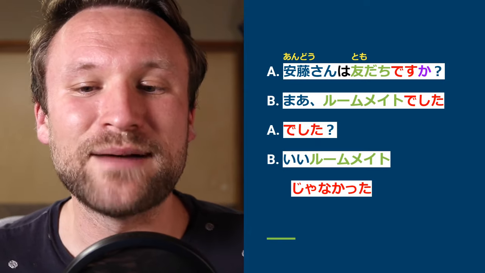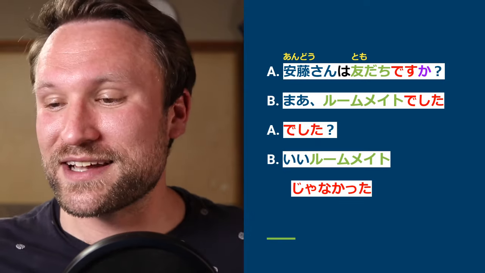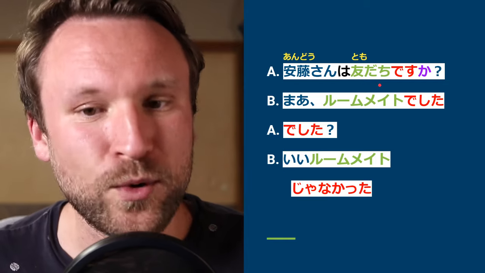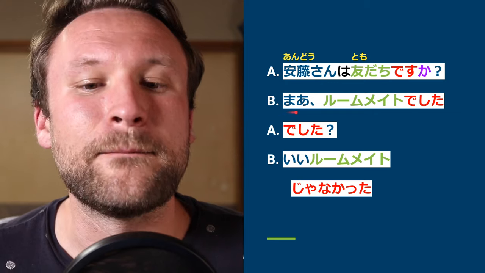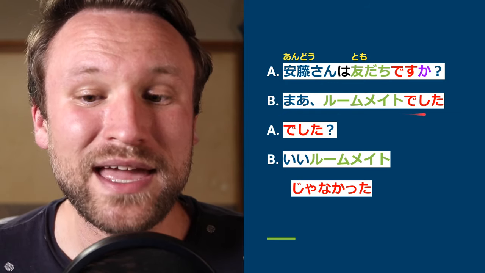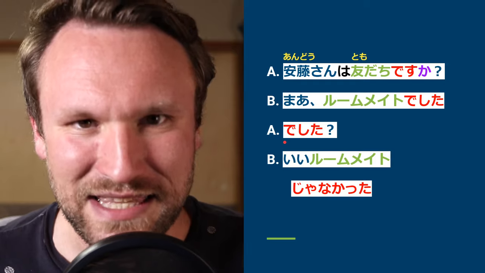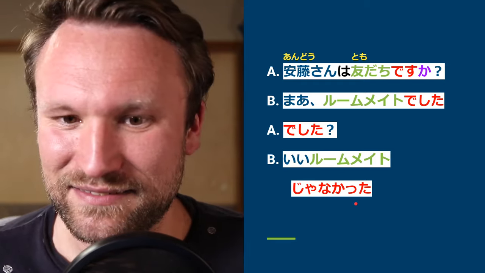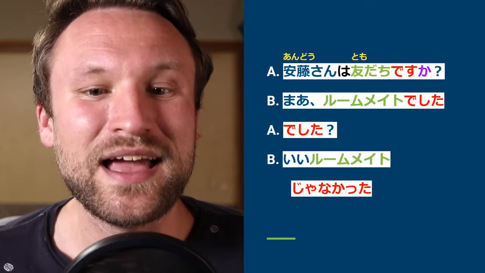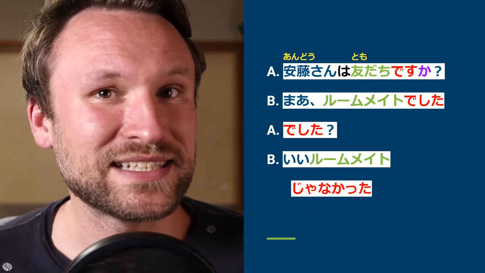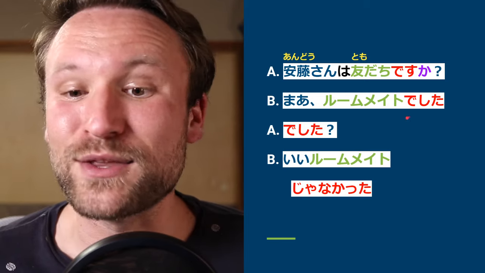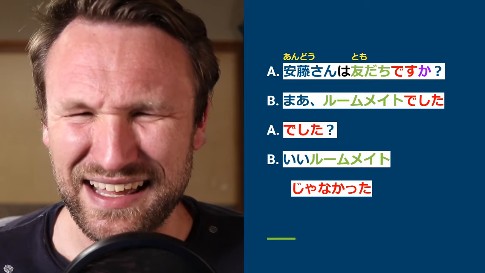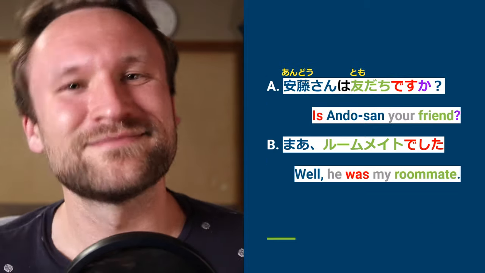安藤さんは友達ですか? We're onto the conversation part, by the way. Questions coming soon. 安藤さんは友達ですか? まあ、ルームメイトでした。でした?いいルームメイトじゃなかった。Let's read that at full speed. 安藤さんは友達ですか? まあ、ルームメイトでした。でした?いいルームメイトじゃなかった。Let's see what that meant in English.